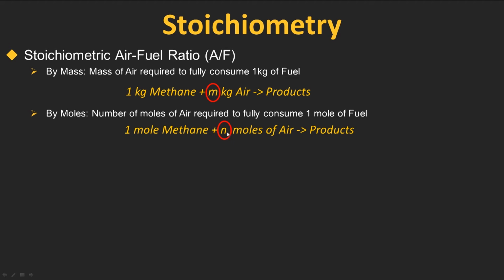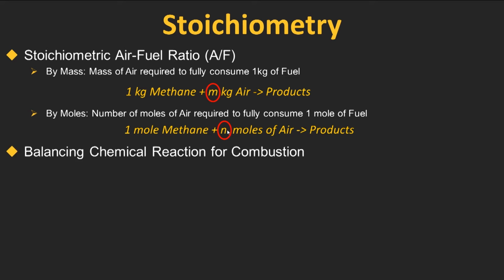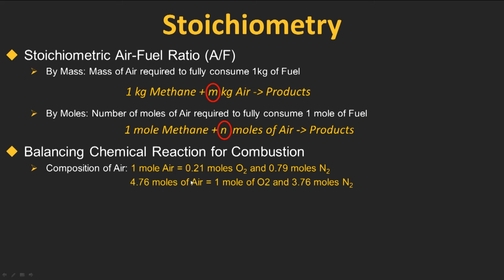In order to determine what this m or n is going to be, we need to balance the chemical reaction. Let us start by examining a mole of air. From our understanding of the composition of the Earth's atmosphere, we know that typically we have 21% oxygen and 79% nitrogen. Therefore, we'll likely have 0.21 moles of O2 and 0.79 moles of N2 in 1 mole of air. Dividing this equation by 0.21 gives us the number of moles of air required so that we have 1 mole of oxygen. This number is 4.76.